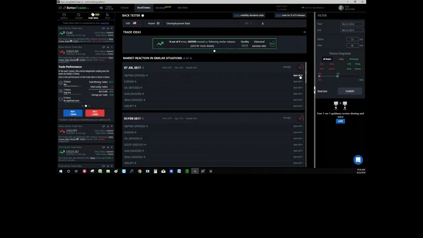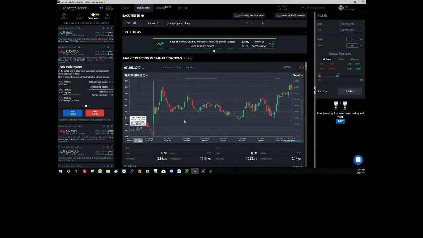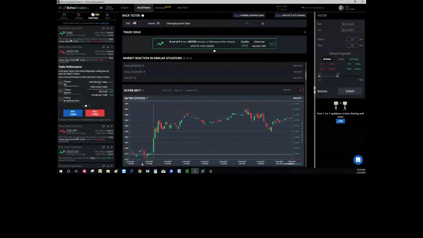I can open the S&P charts. This is one time that it happened, 15 minutes before the moment of the release and after. You can see the market went up. Then another time, like the previous time, you have the date, you have the numbers, the expectation, the actual value, and the market went up.